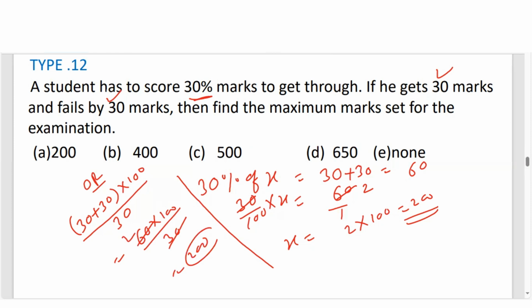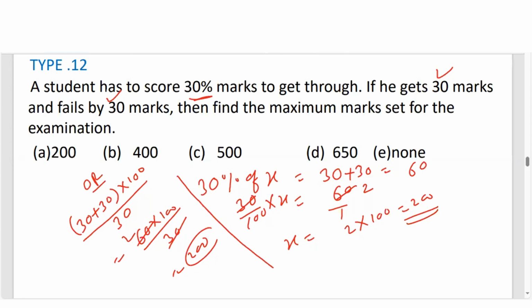So in this way, logically, this is the basic concept. Logic always comes from the basic. So from this basic concept, we can take this logic. When we are finding any number, 30% is needed for pass, but he gets only 30 marks and fails by 30 marks. That means total passing marks is 60. How much are the full marks? That percentage to be 60, you can find.